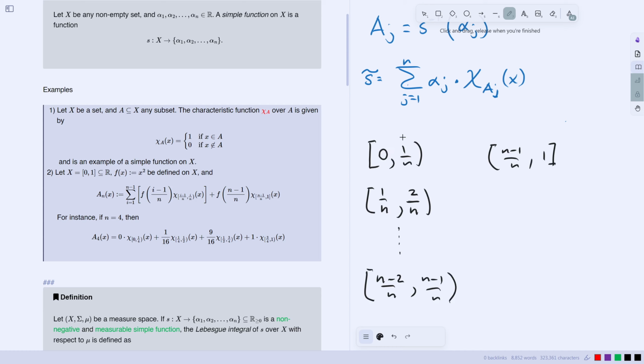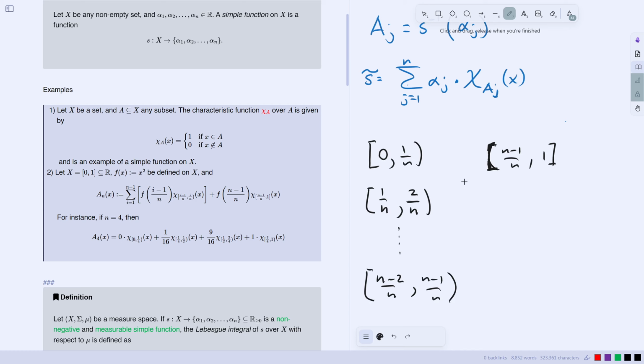Okay, what do you notice about this? This is a partition of 0, 1. Take any two of these intervals. They do not intersect. They have empty intersection. And if I union all of these together, I get the closed unit interval 0, 1. Okay, so that's one thing.